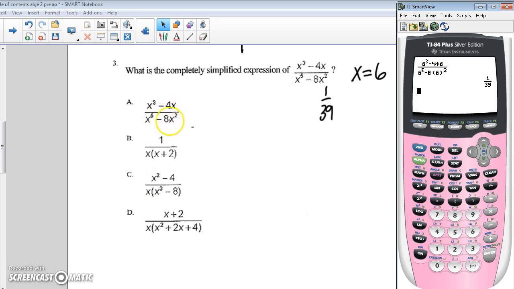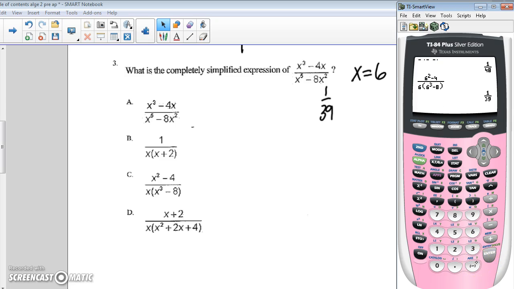Now if you notice, answer A is exactly the same as the original expression. Well, that wouldn't necessarily be completely simplified, so there's really no reason to type in A unless none of these answers work. So I'm going to type in answer B and see what happens. 1 over 6 times parentheses 6 plus 2. That's 1 over 48, so that doesn't match. I'm going to try letter C, sorry, 6 squared minus 4, and on the bottom, 6 to the third, and minus 8.